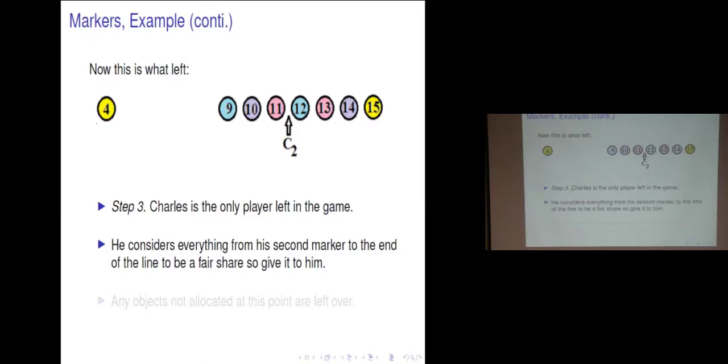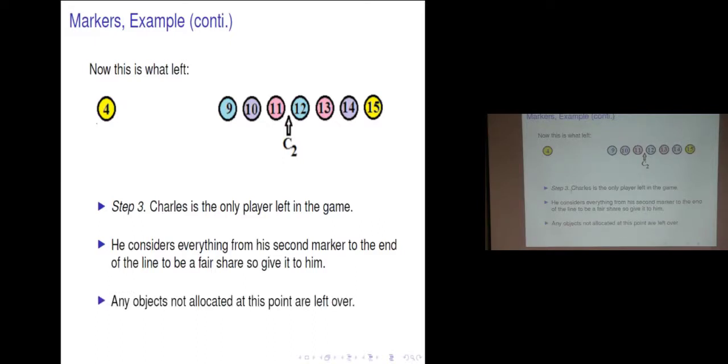A2 was here, right? So the second marker of Charles must be after A2. So it must be somewhere here. So we look at the second marker of Charles. Then from here until the end of the list, we give these four items to Charles.